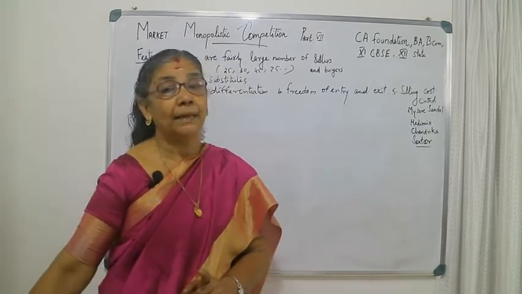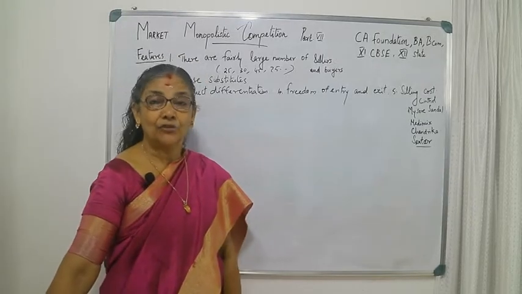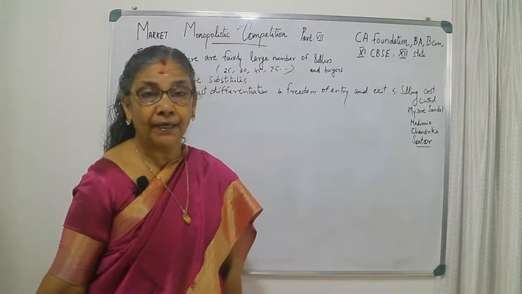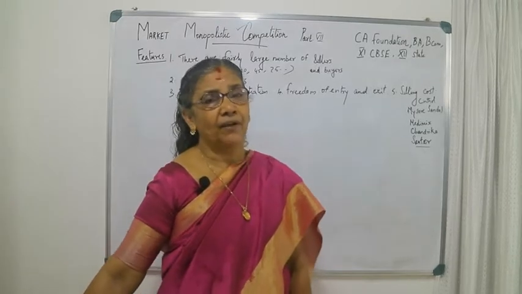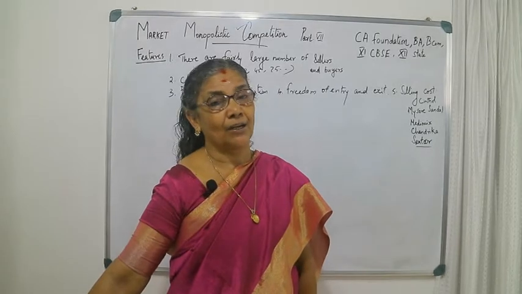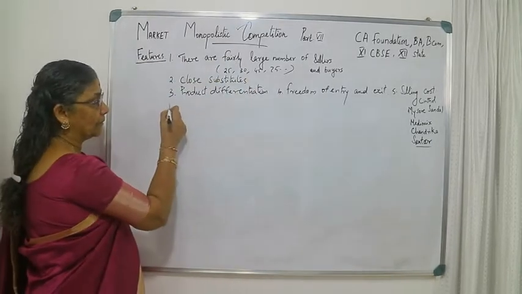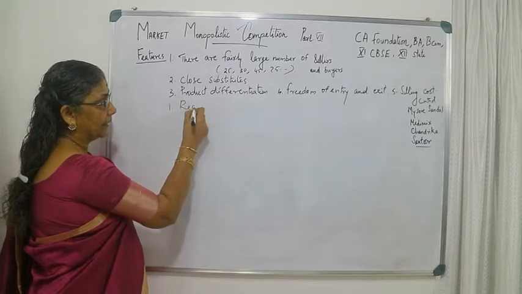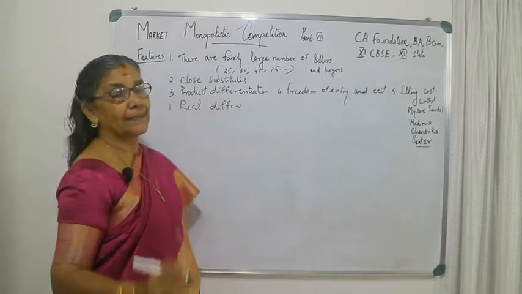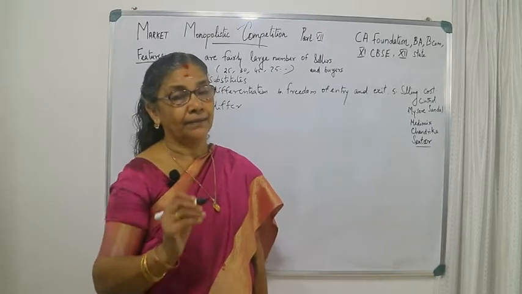Let us see what is meant by product differentiation. That is, the consumers feel that one product is different from another product. The majority of the items we find in the market in real life come under monopolistic competition. First, we can see how a product is different from another. First, there are real differences. How do you feel the real differences from one product to another?